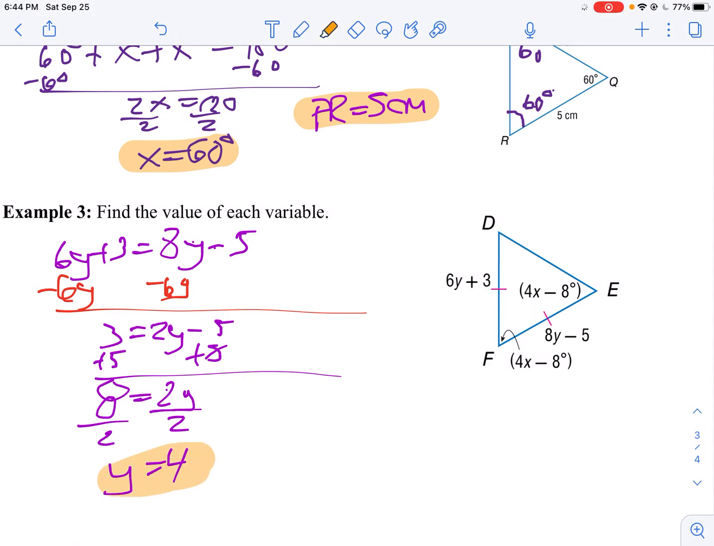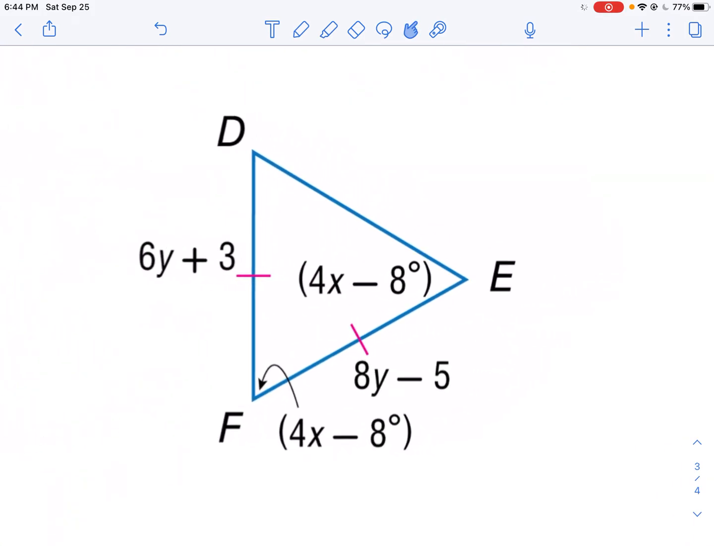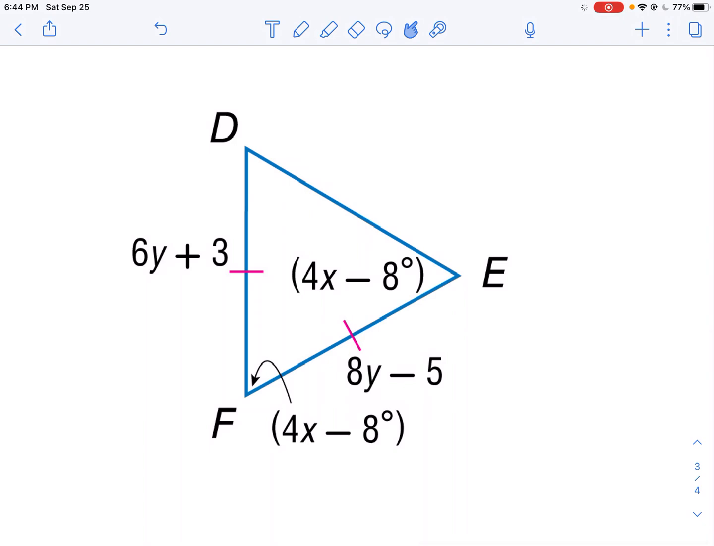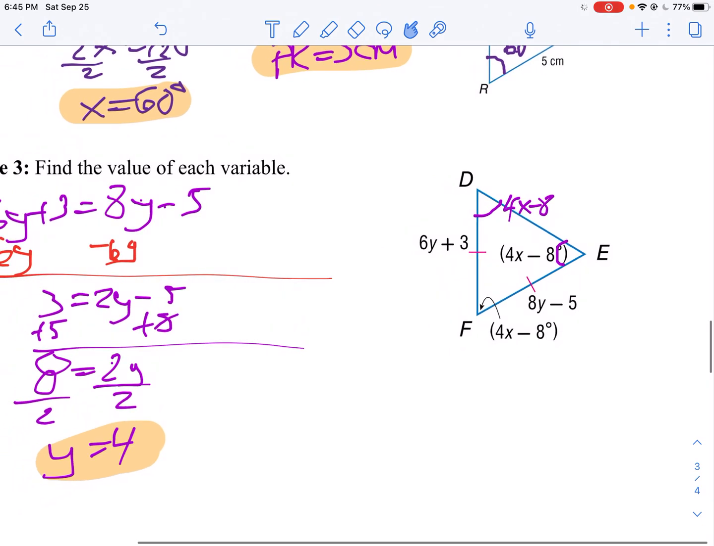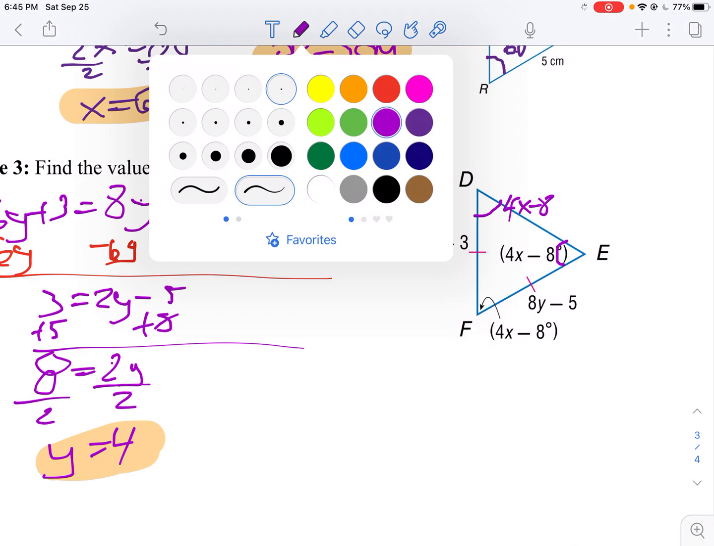Now let's find x. Because I know this is an isosceles triangle, I know the base angles are congruent. In other words, I know angle D and angle E are the same. And notice, angle F is 4x minus 8, angle E is 4x minus 8, so angle D is 4x minus 8. In other words, not only is this an isosceles triangle, it's equilateral, which means since it's equilateral, angle D is actually 60 degrees.